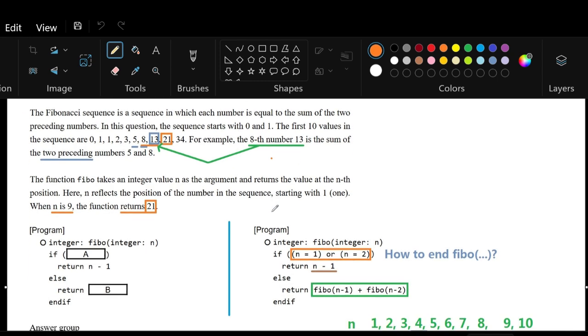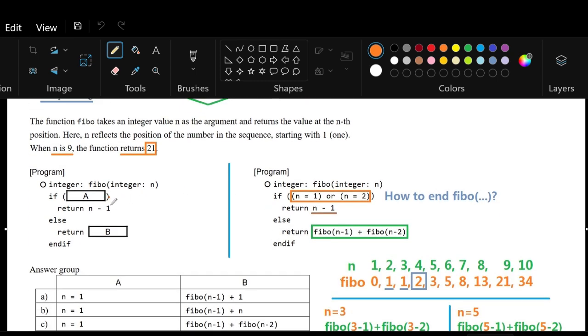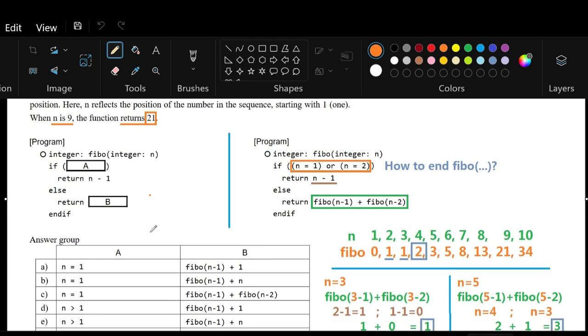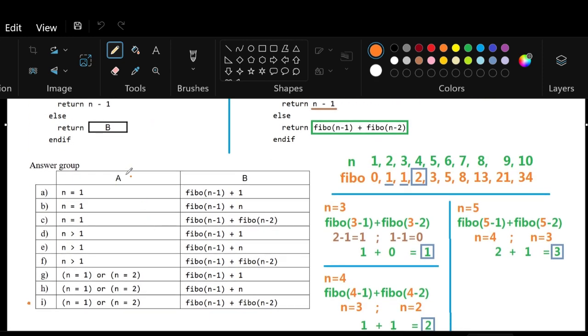Okay, if we look at the program, we have two blanks here, A and B, and we gotta know what would be the correct answer to fill in the blanks. And to do that, we can first look at the answer group. Here we have several possibilities, and in my case, I was able to choose the correct answer, I.